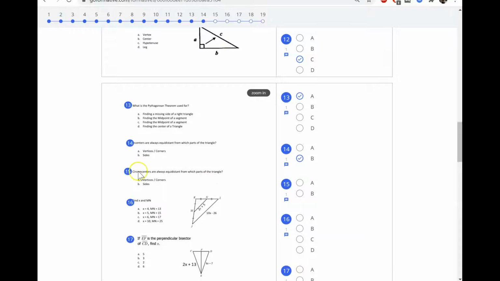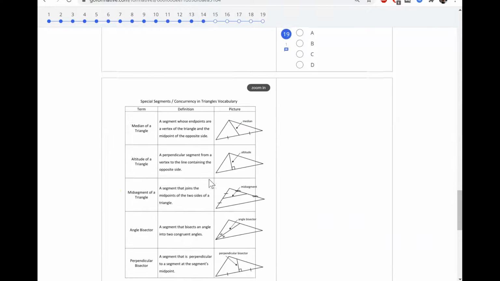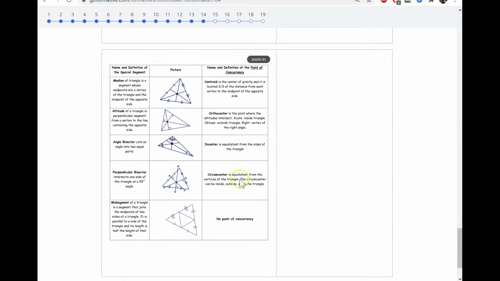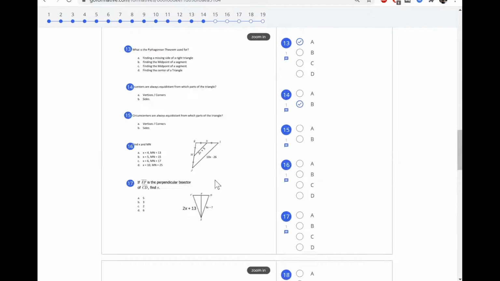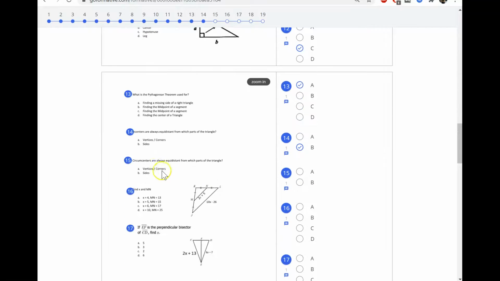Cool. Now the next one, circumcenters are equidistance from what? Let's find out. Circumcenter, equidistance from the vertices, the corners. All right. So that's 15, the vertices or corners.